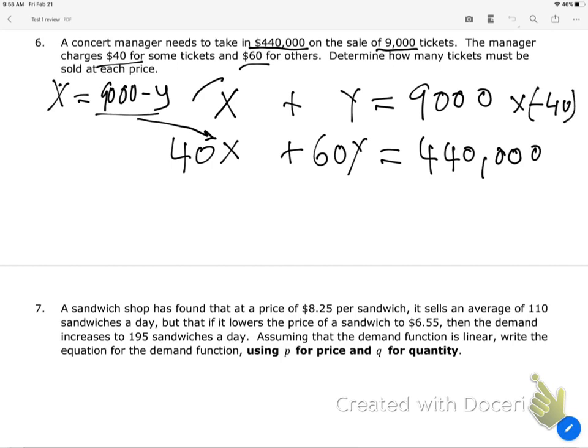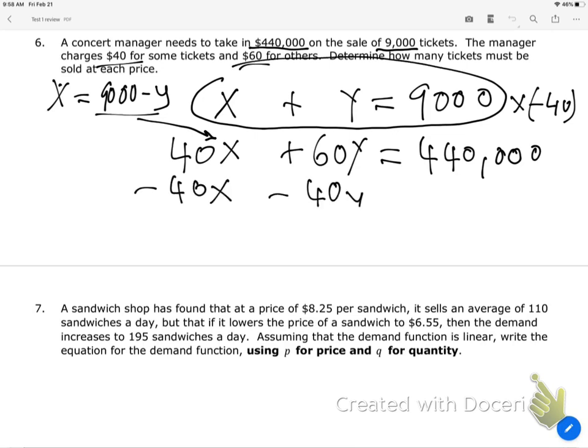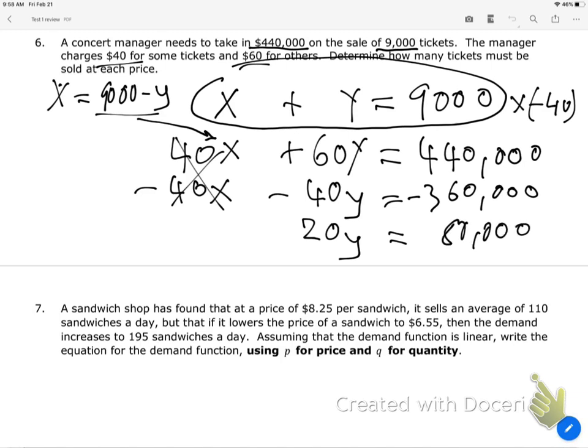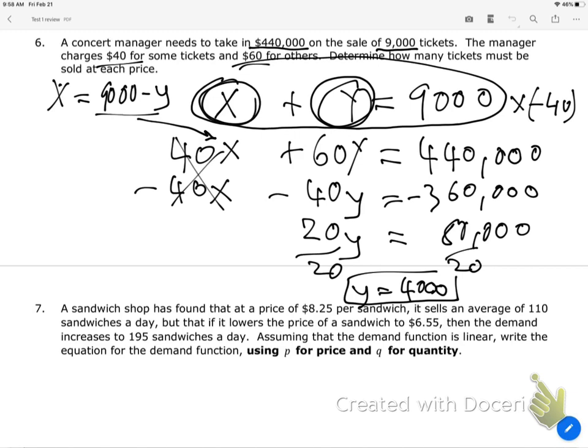Right, so this multiplied by negative 40 is negative 40X, negative 40Y. What's that? Negative 360. Is that what we get? Okay. So that's why we did that. They've cancelled. So 20Y equals, what is that, 80,000? So divide by 20, Y equals 4,000, okay? So it's 4,000 of those tickets, so it must be 5,000 of those tickets, okay? To make the total of 9,000 tickets. There you go. Not too bad.